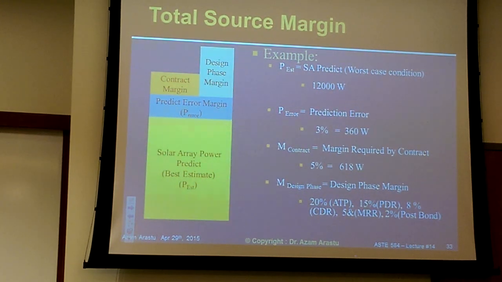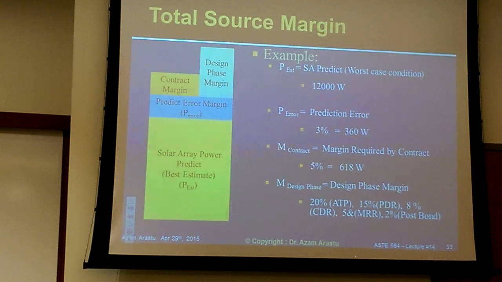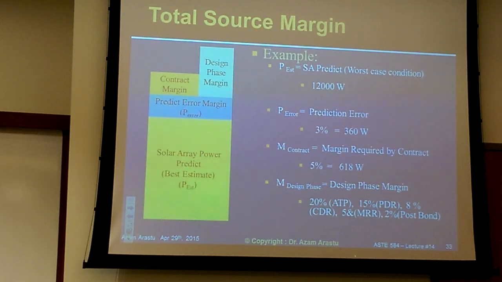Then, CDR is critical design review. By the time I do a critical design review, I have all the detailed drawings done, finalized drawings for final assembly. I've built actual hardware, I've qualified it, it's all past TRL 6. I've tested it under all conditions. So now I know pretty much, so I can say I can make 8%. Again, these are just my guesses. It doesn't have to be this.